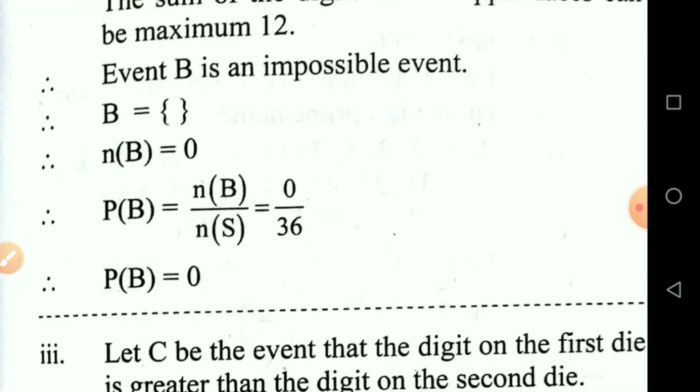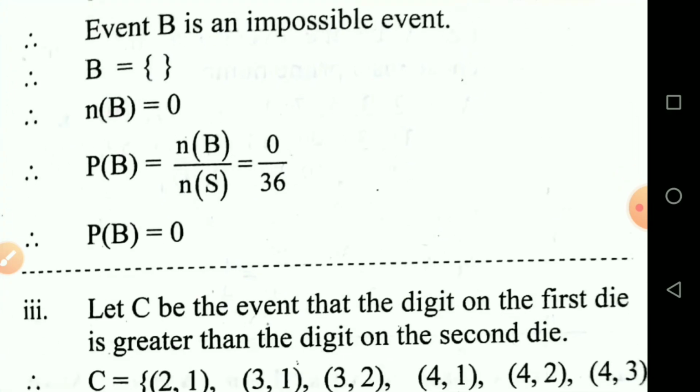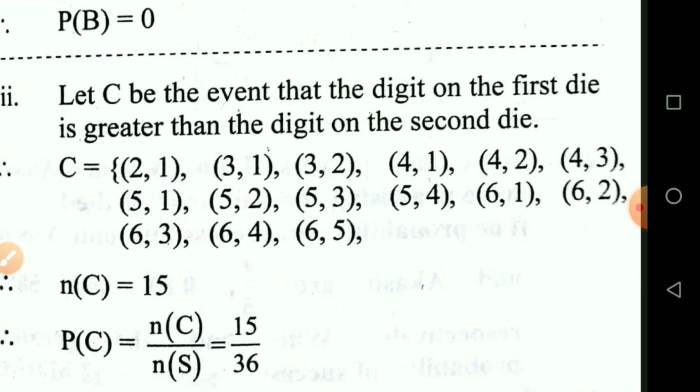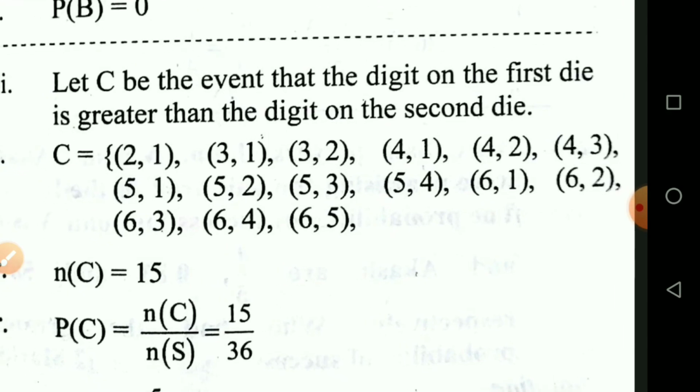Number of B is equal to 0. Probability of B is equal to number of B upon number of S is equal to 0 upon 36. 0 upon 36 means probability of B is equal to 0. Third event, give letter C to the third event. Let C be the event that the digit on the first die is greater than the digit on the second die. C is equal to, the score on the first die is greater than the second die.